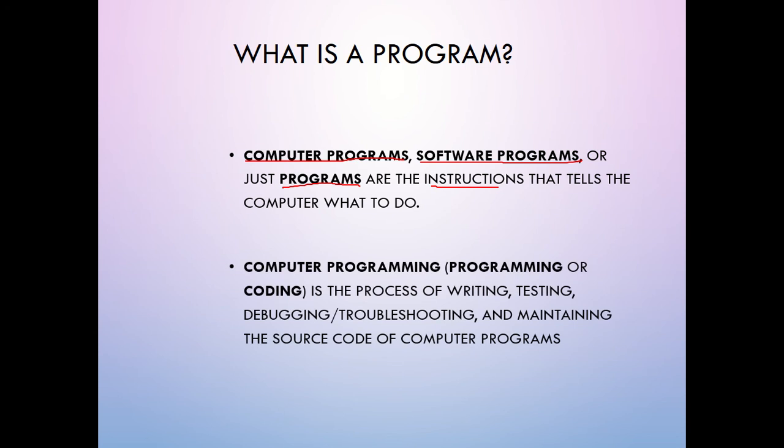Then computer programming or coding is a process. Please understand the first idea and the second idea. This is what computer programs, software programs, or programs mean. This is the agent. Computer programming, or programming by itself, not program, programming by itself, or coding, is the process of writing, testing, debugging or troubleshooting, and maintaining the source code of a computer program. Writing and maintaining already written source code is called computer programming or programming or coding.